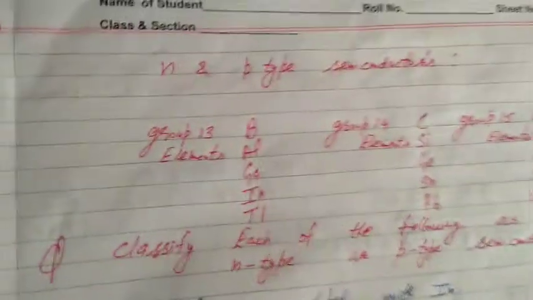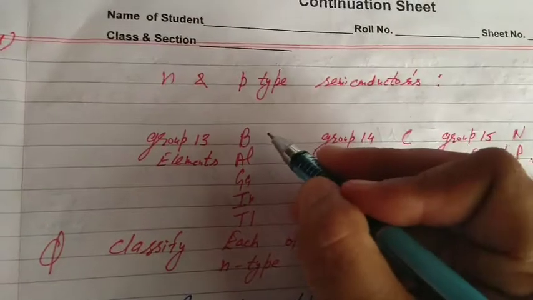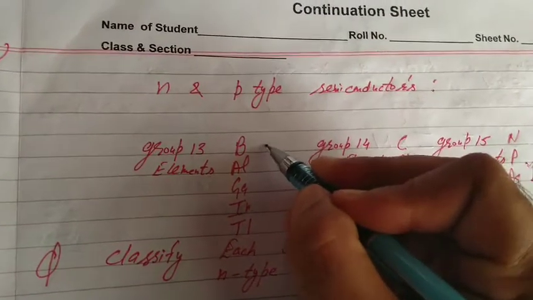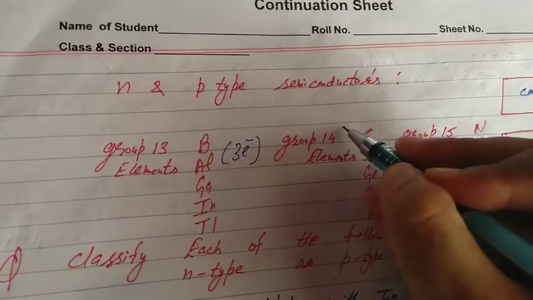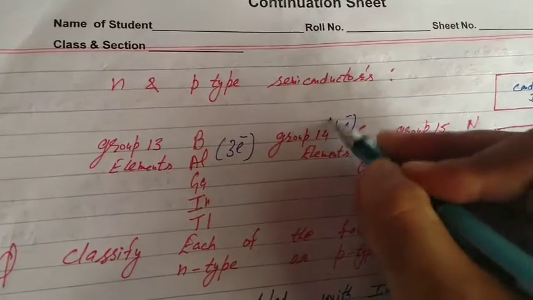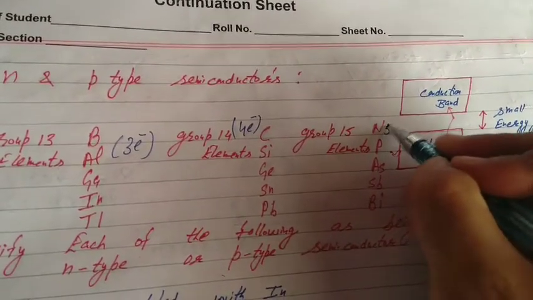Chemistry of group 13, 14 and 15 elements. You know students, group 13 elements, they possess 3 valence electrons. Group 14 elements, carbon family, they possess 4 valence electrons. And group 15 elements, nitrogen family, they possess 5 valence electrons.